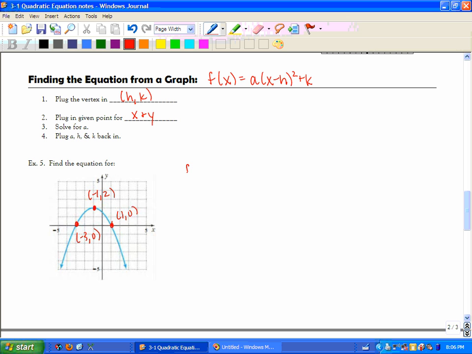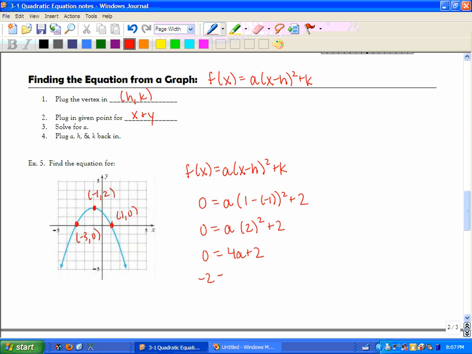And so if we base everything on that new standard form, all we're going to do is plug in the pieces that we have. So it doesn't matter which point you use. I'm going to use the (1, 0) here. So I'm going to plug in 0 for y. We don't know the a. The x from that point is 1. And then our vertex is at negative 1 and positive 2. So when I simplify this, 1 minus a negative 1 is 2. And 2 squared is 4.